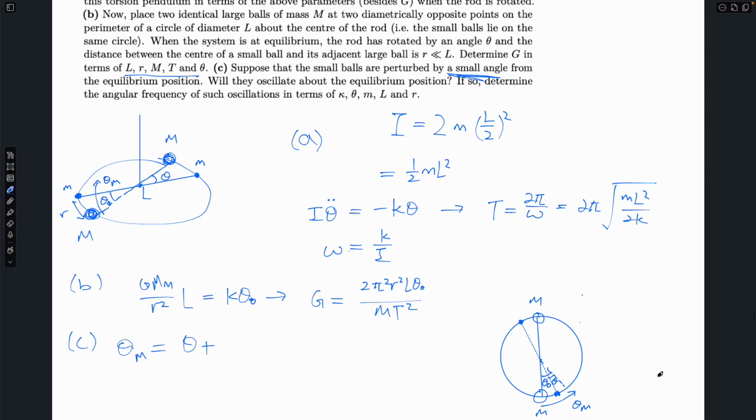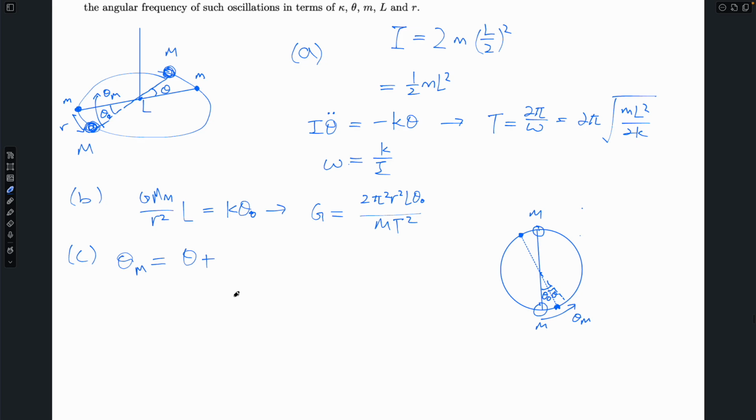Okay, so the answer key, for some reason, defines theta m to be the fixed one, which I think is a bit sus. They define the coordinate of theta m to be the big mass with respect to the small mass one. But the big mass doesn't move, so I think that shouldn't be the way to do it. Okay, I'll just do it my way.